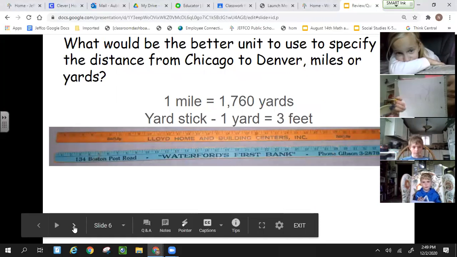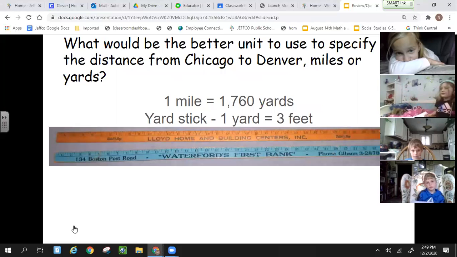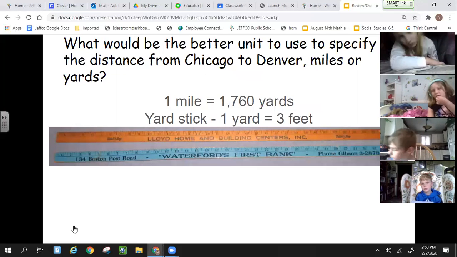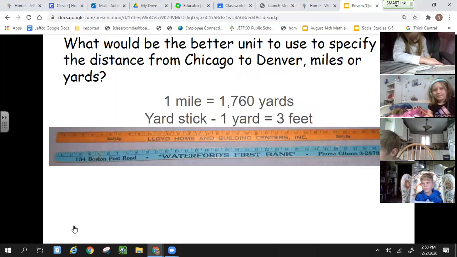What would be the better unit to use to specify the distance from Chicago to Denver? Miles or yards? Now keep in mind, 1 mile equals 1,760 yards. A yard, there's a visual for a yardstick. We have them in the classroom. 1 yard equals 3 feet. What would be the better unit? Write it down. Hold it up when you know.